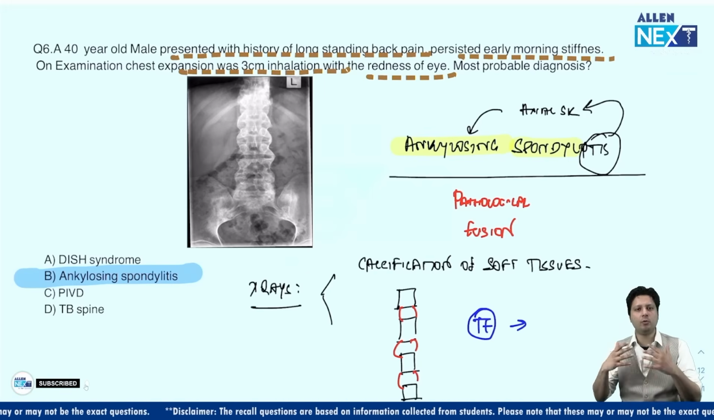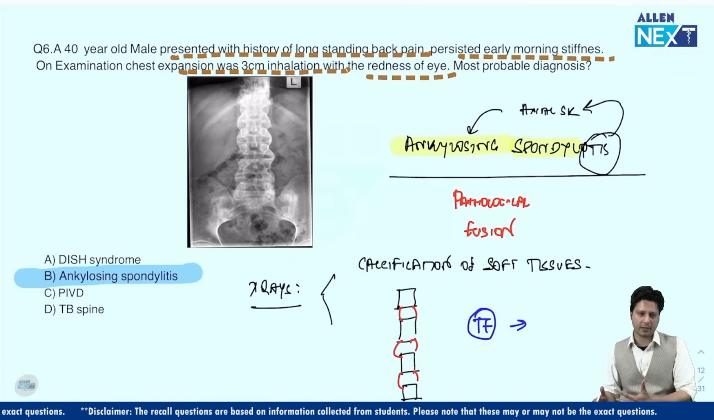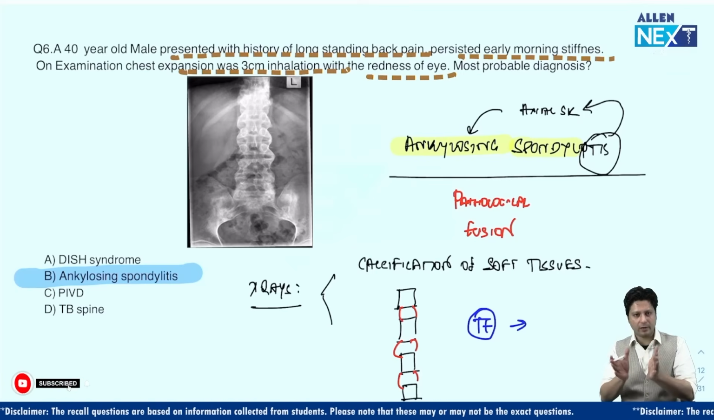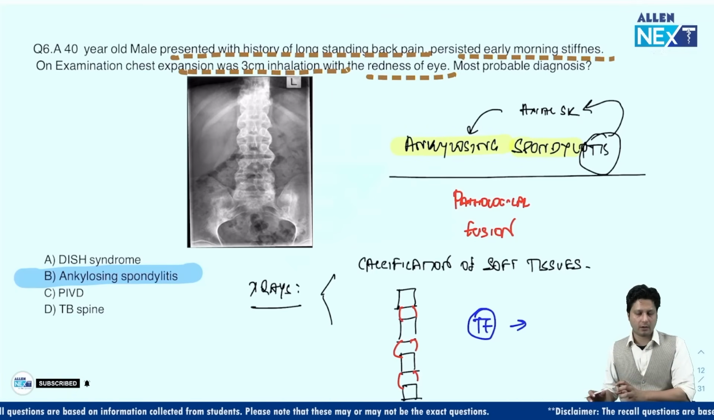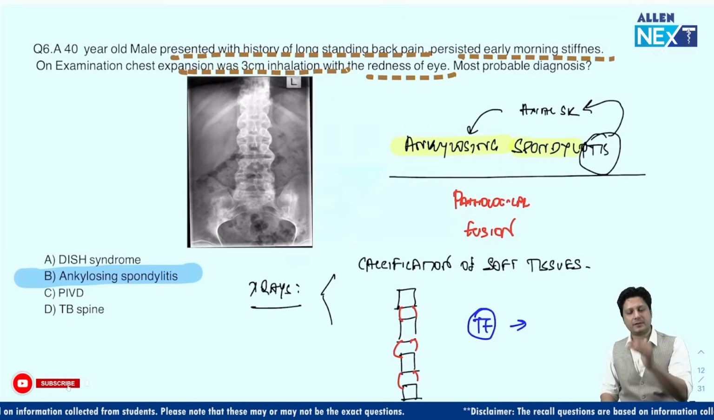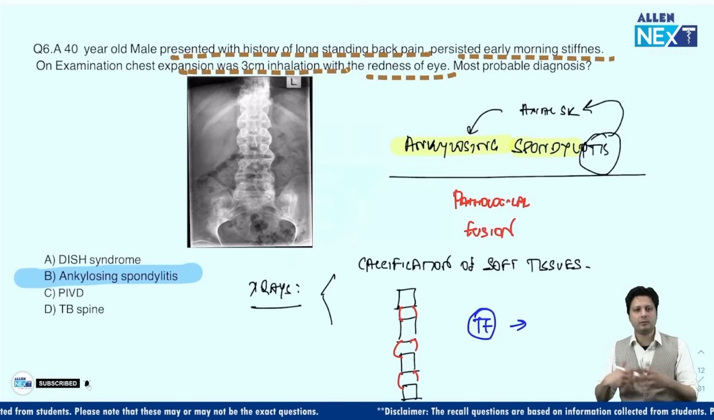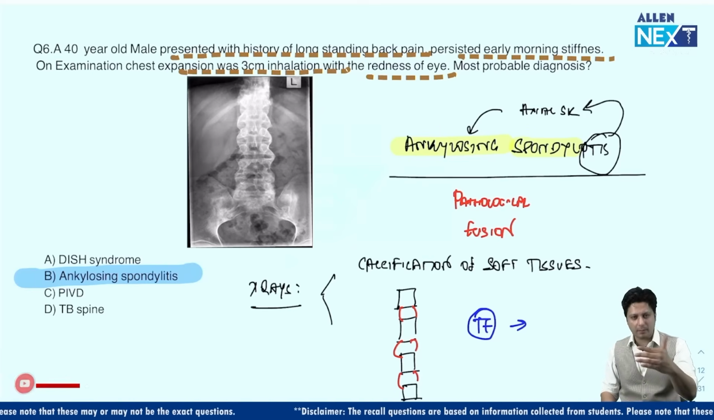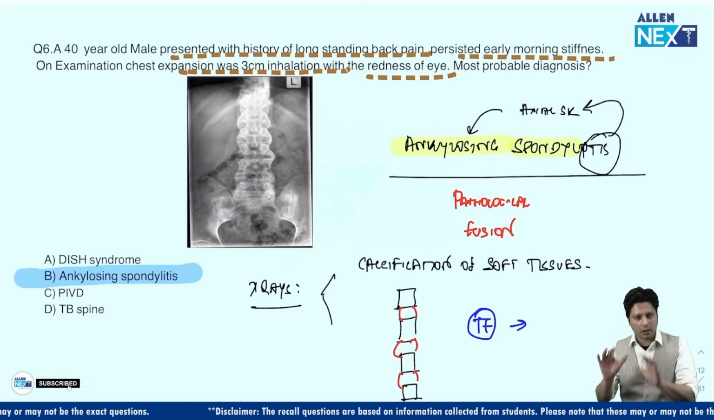Just ask him to move every joint morning and evening, so that this movement only will limit the fusion of the joint. All right. So exercise is the mainstay of the management, along with the non-steroidal anti-inflammatory drug. Indomethacin is particularly used for this.